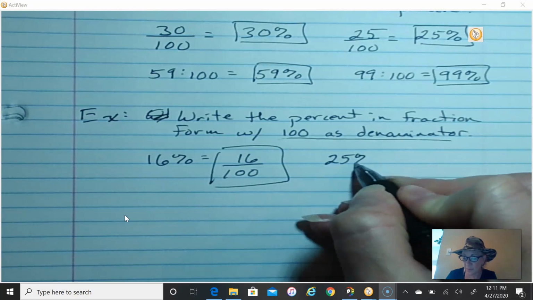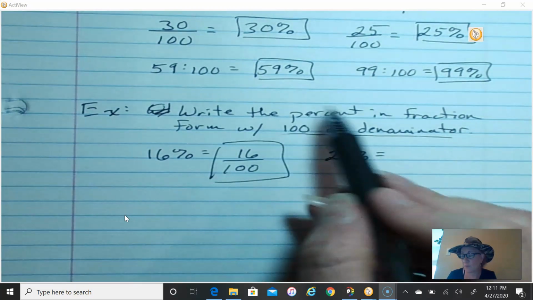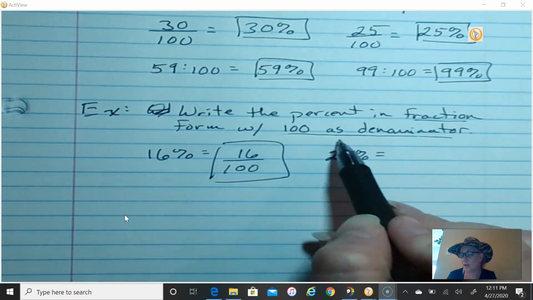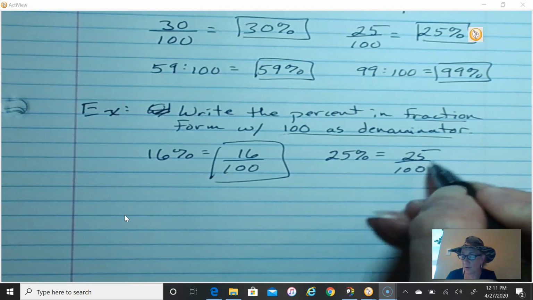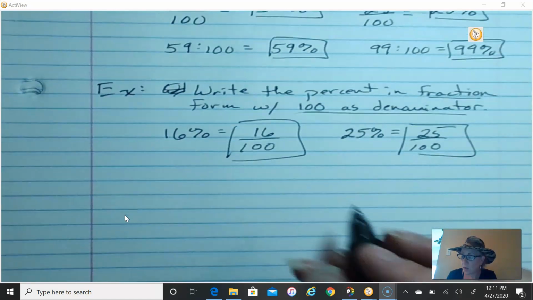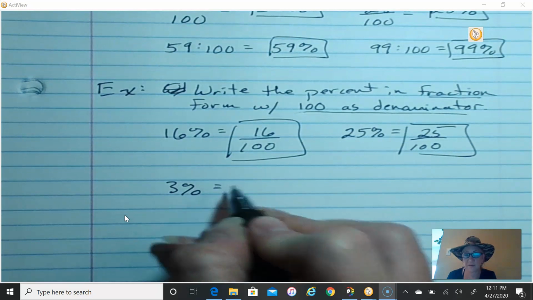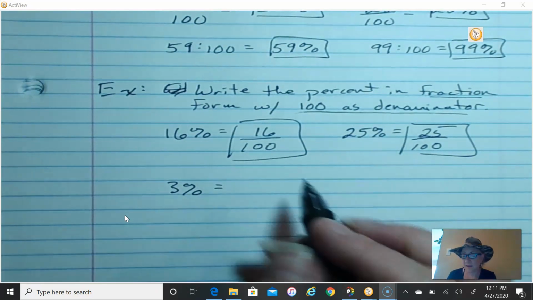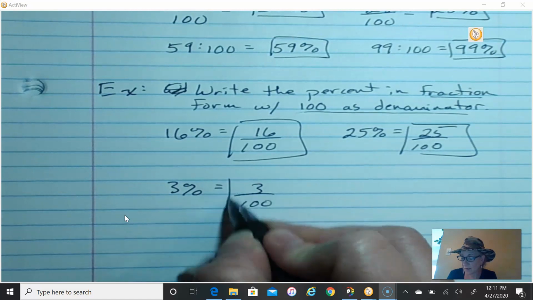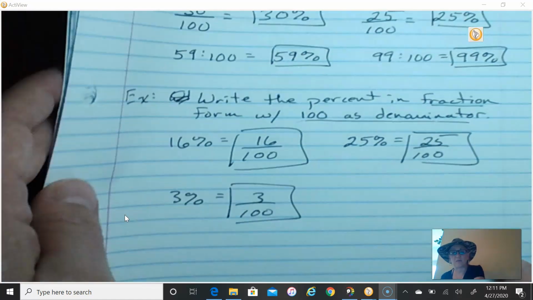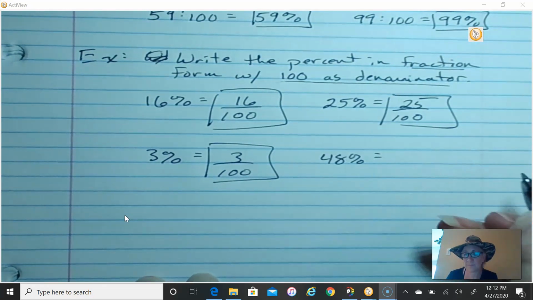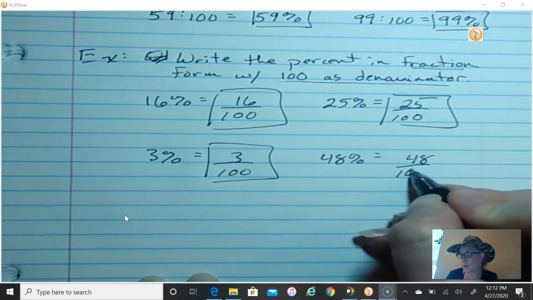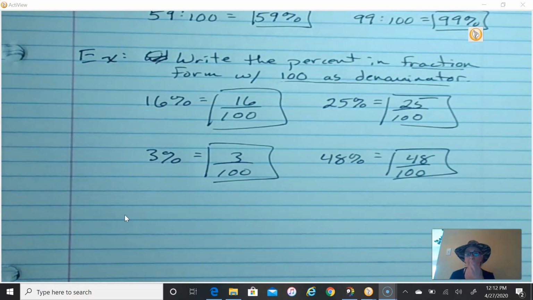How about 25%? How would you write that as a fraction with 100 as a denominator? It'd be 25 over 100. What about 3%? Again, it's 3 over 100. Because anytime you have a percent, you always write it over 100. 48%. That'd be 48 over 100. Okay? Percent is always written over 100.